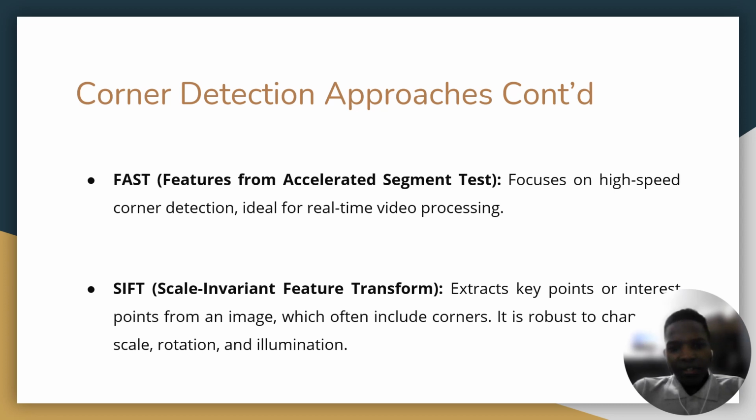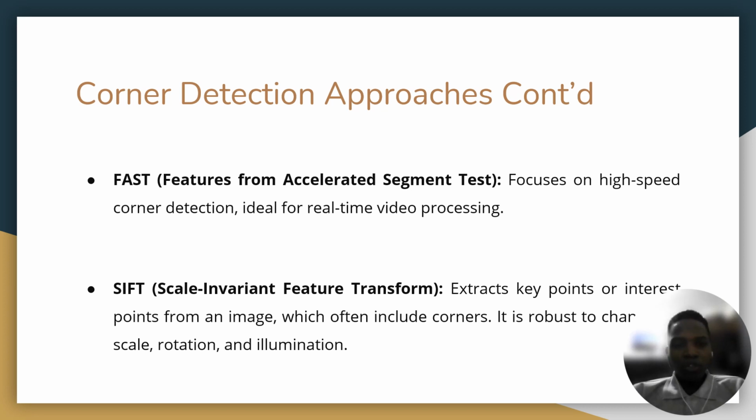Next, the next method is called FAST, or Features from Accelerated Segment Test. This particular approach focuses on high-speed corner detection, ideal for real-time video processing. The way it works is that it examines a circle of 16 pixels, for example, around the candidate point and identifies a corner based on a specific intensity pattern. It is popular in real-time video analysis and applications where computational efficiency is very crucial.